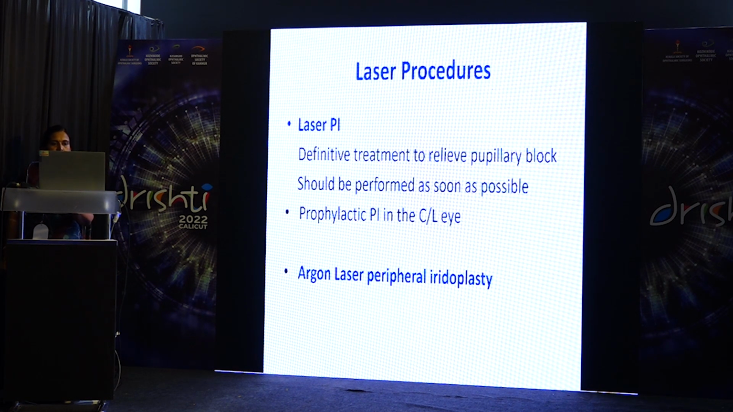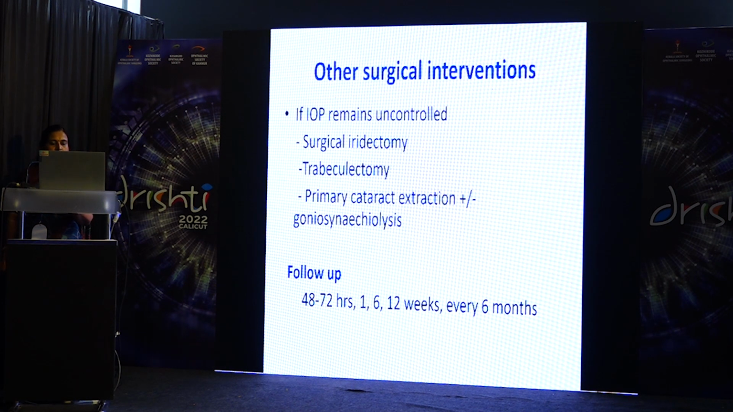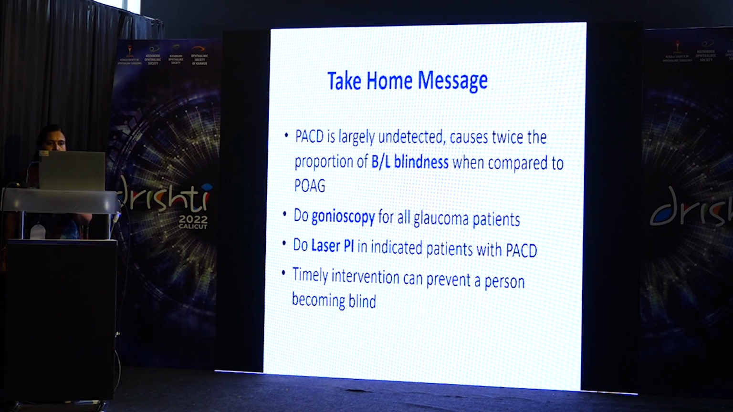The laser peripheral iridotomy is the definitive treatment to relieve pupillary block. It should be performed as soon as possible. And don't forget to put a prophylactic PI in the contralateral eye. Other surgical interventions are surgical iridectomy, trabeculectomy, primary cataract extraction with or without goniosynechialysis, which depends upon the amount of optic nerve damage and the associated visual field damage. Follow-up is 48 to 72 hours, 1, 6, and 12 weeks, and every 12 months.